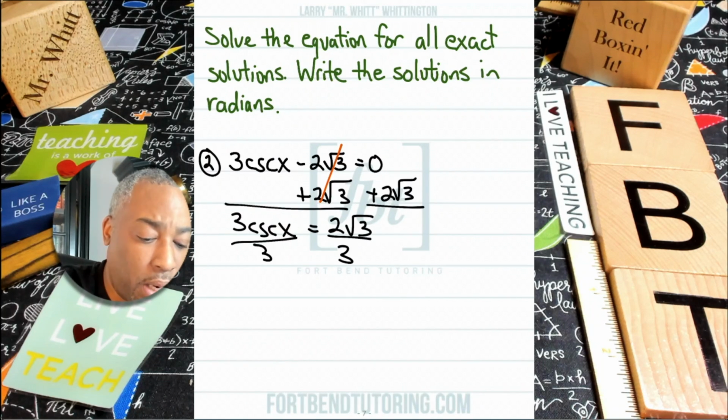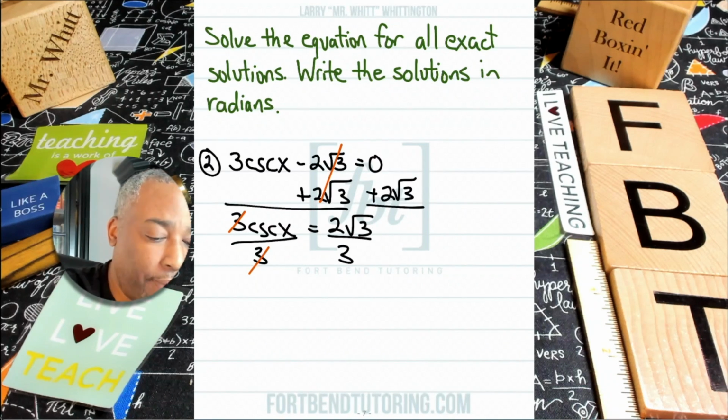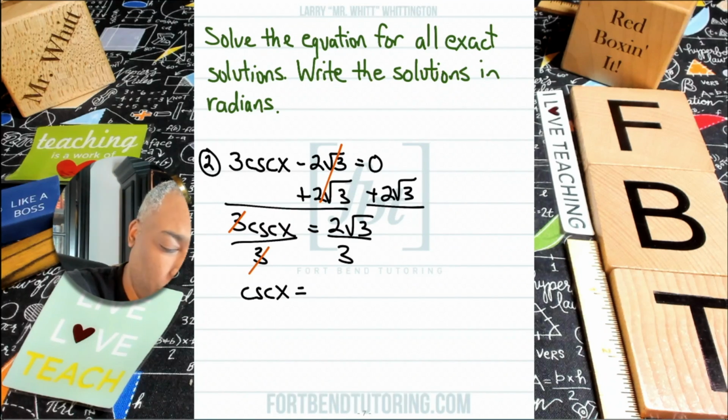Dividing by 3. Oh, that is an ugly 3. Why are you so ugly, though? Okay, there we go, a better 3. Somewhat. Now it looks like a duck's mouth. Okay, so the 3's will cancel out. 3's are canceling out on the left side. Simplifying, we'll have cosecant x equals 2 square root of 3 over 3.